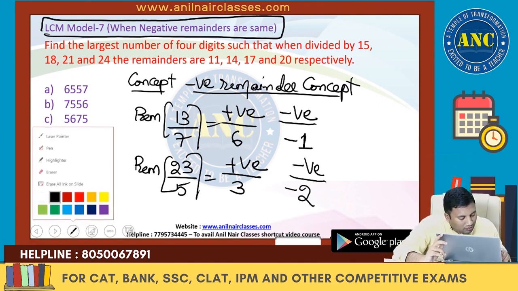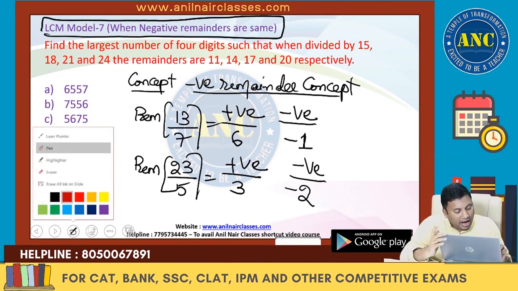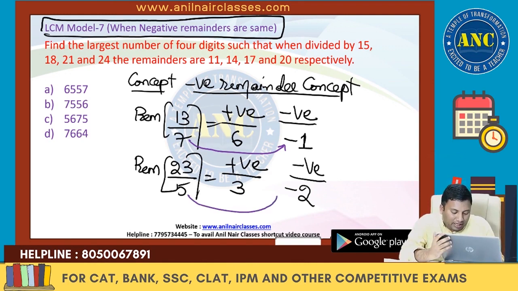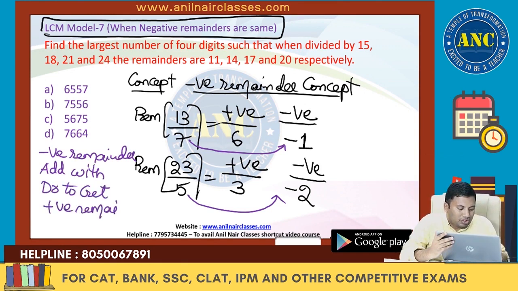Now, how to convert negative remainder into positive remainder? Now see here. If you got a negative remainder, add it with the denominator, it will give the positive remainder. 7 minus 1 is 6. If you got a negative remainder, add with the denominator to get the positive remainder.